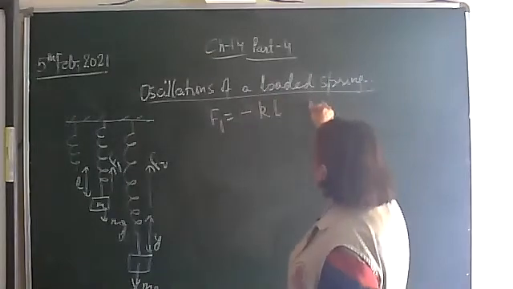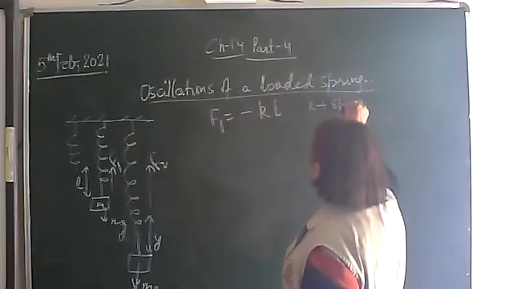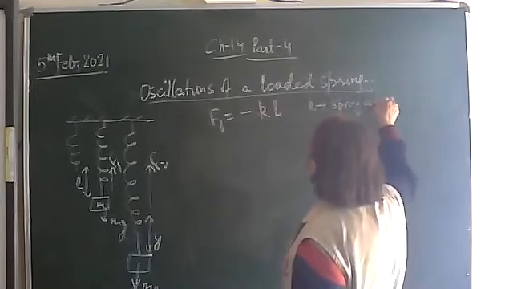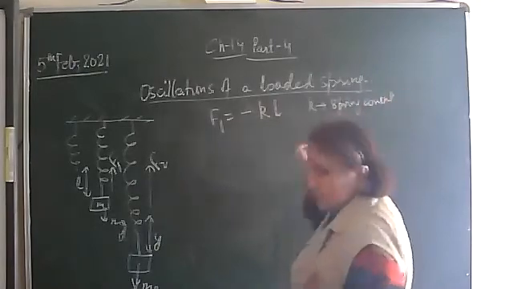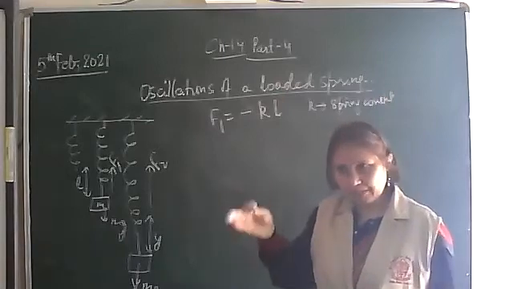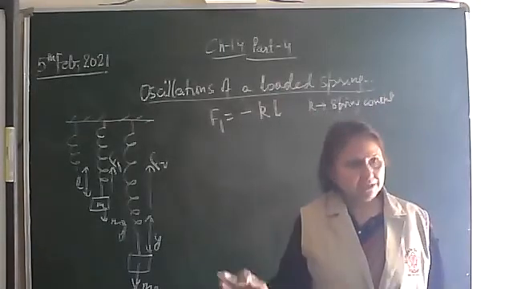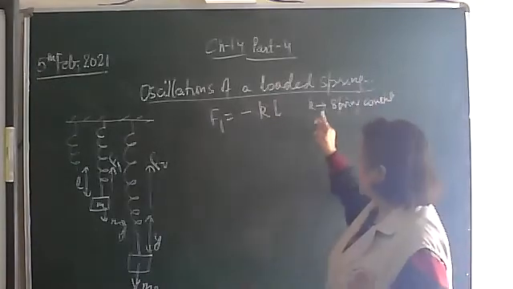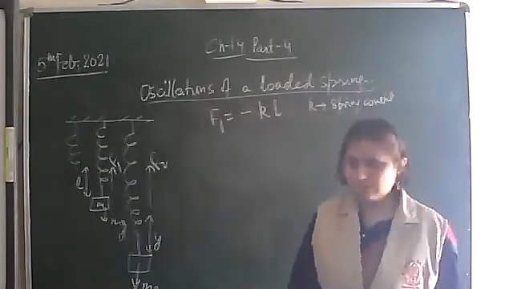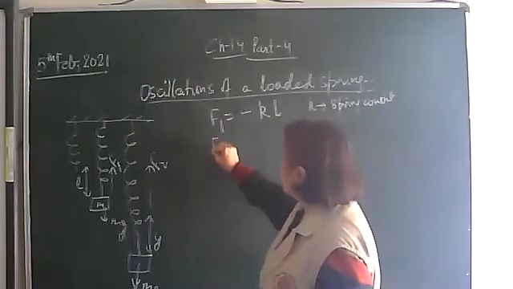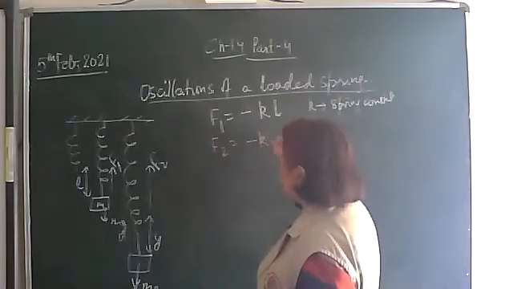Here K is called the spring constant. Its value is constant for a particular material of the spring. If the material of the spring changes, the value of K changes. For a given material, it will be constant. So K here is called the spring constant. Now in this figure we see that F2 is equal to minus K.